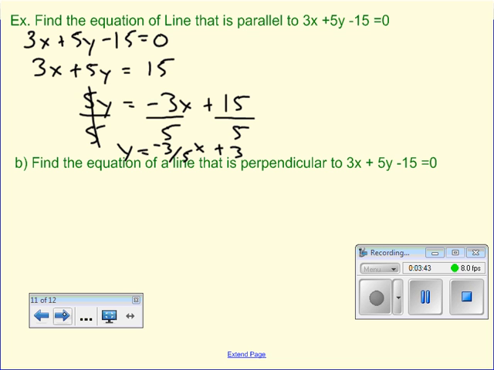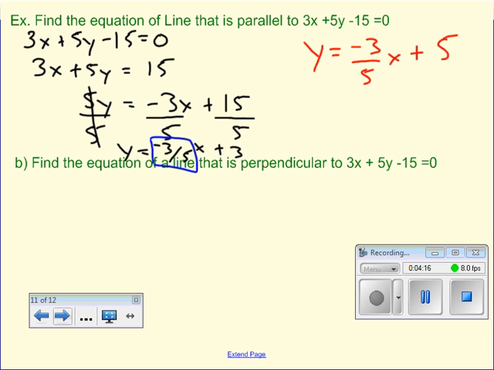So my slope, and I'm going to highlight this in blue right here, is negative 3 over 5. So a line that's parallel to it will have the exact same slope. So my parallel line in red will be y equal to negative 3 over 5 x. Instead of being plus 3, I'll say it is plus 5. So that gives me another equation that has a parallel line, same slope, different y-intercept.